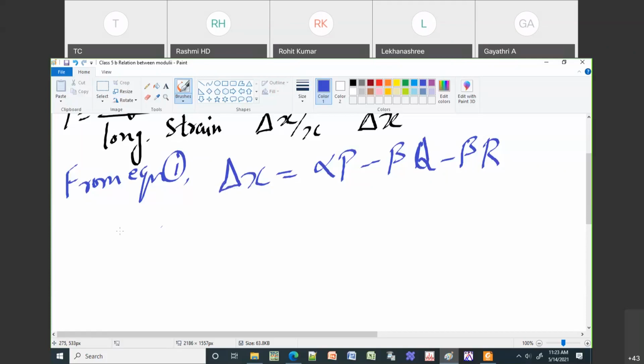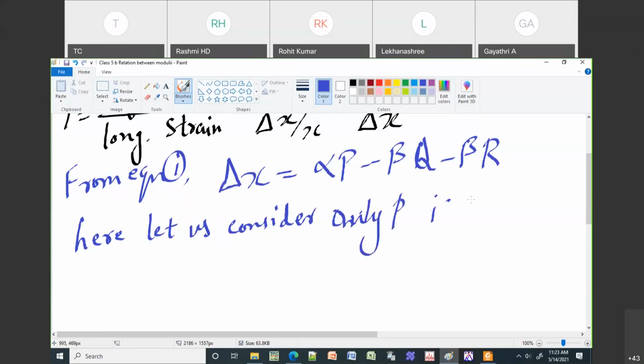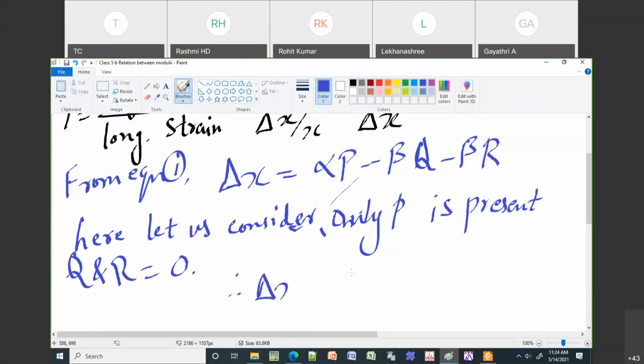Okay, so here let us consider only P is present, and your Q and R equal 0. That means you're not going to apply the Q and R. So in that case, delta x will be equal to alpha times P minus 0 minus 0. So it is nothing but delta x is alpha times P.